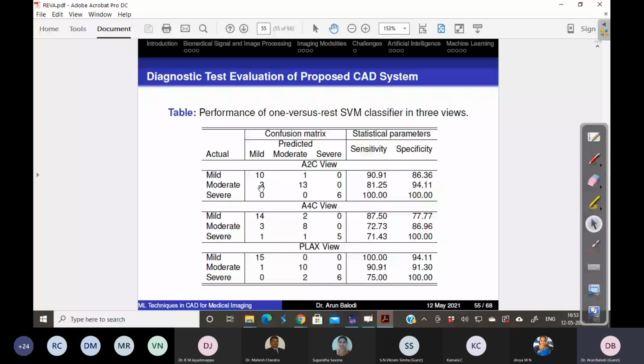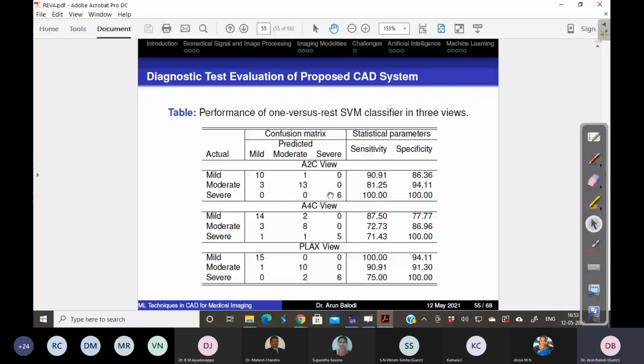There were 11 mild cases. Out of 11, 10 came in the mild only. It means whatever classification we have done, the model training happened, it trained well, and it has done the classification properly. So out of 11, 10 mild cases came in the mild category. But in the moderate case, out of 16, 3 came in the mild case, which is wrong. It should either go in the severe or in moderate, which is the wrong classification. And in the severe case, all 6 classified as severe only.